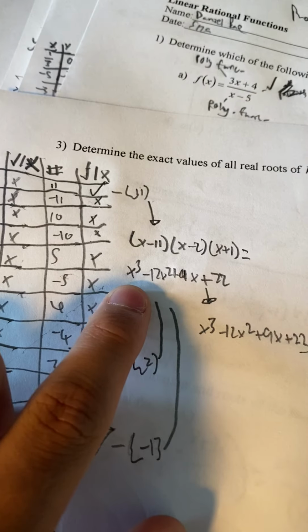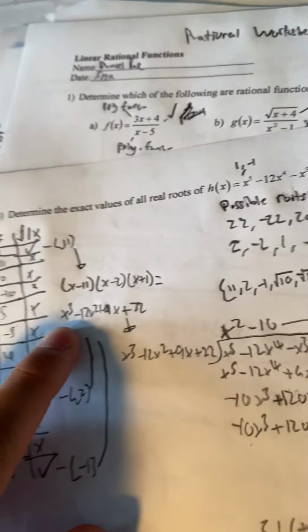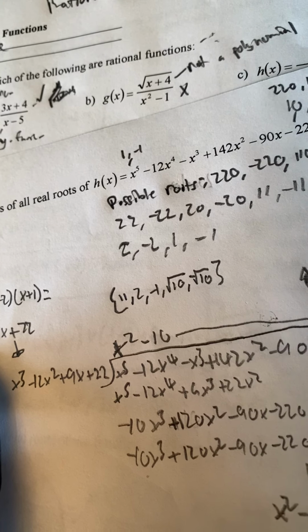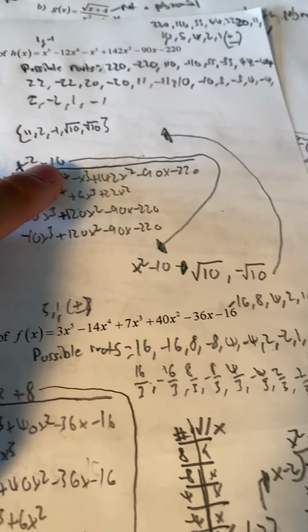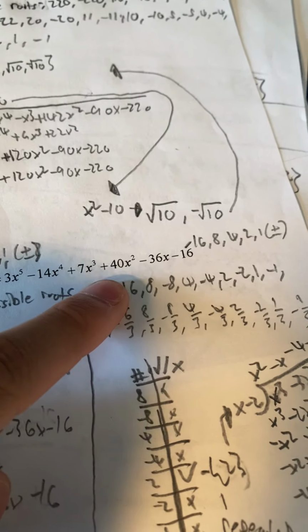X to the third minus 12x squared plus 9x plus 22. And I divided the original equation by that and got x squared minus 10. So then you know that there are two more roots: square root of 10 and negative square root of 10. And that's what I got right here.